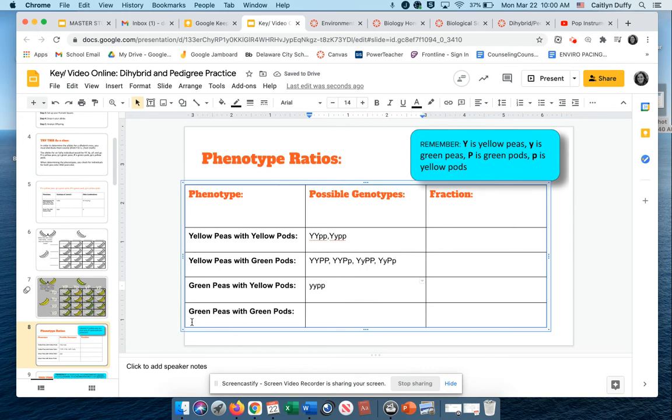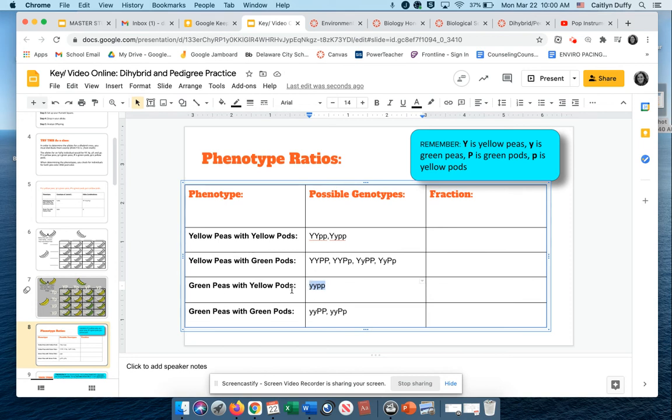Last but not least, green peas, again, are only little y, but green pods is dominant. So it can either be big P, or it could be little y, big P, little y. So now let's figure out the fractions, okay? And this is out of 16. So let's first do this one because I think it's a little bit easier.